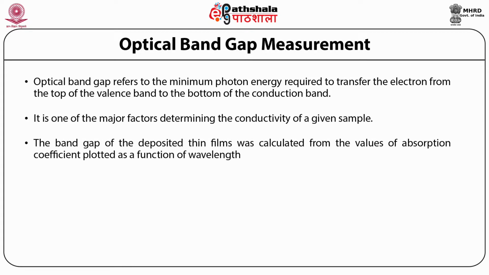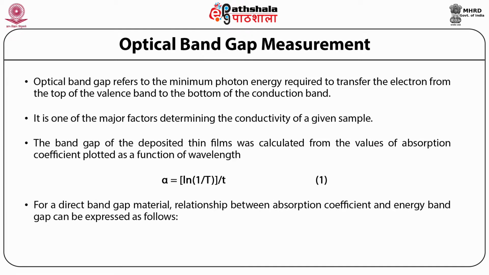The band gap of the deposited thin films was calculated from the values of absorption coefficient plotted as a function of wavelength. So students, here alpha is ln(1/T) divided by t, where small t is the thin film thickness and capital T is the transmittance.